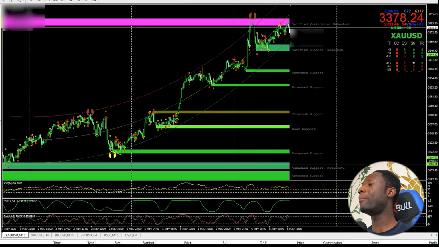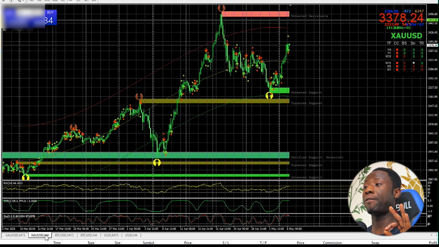So I'm waiting for market to retrace and give me another buy signal, and I will fuel it again with another buy direction, as long as in H4 the buy arrow still remains.